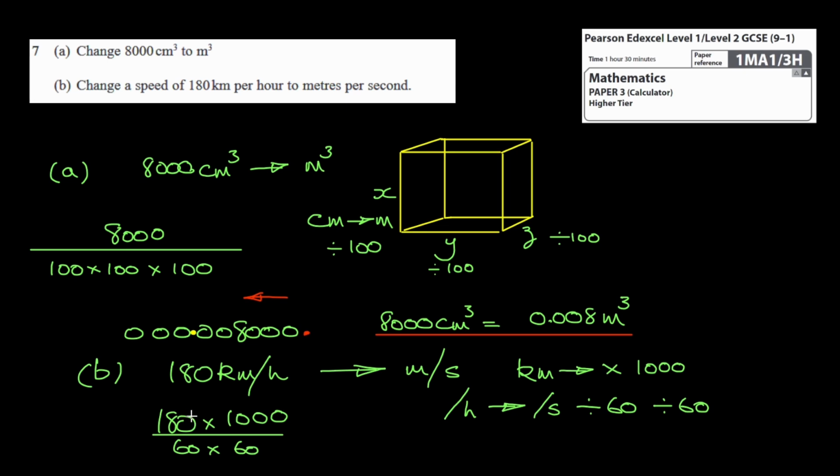Certainly don't need a calculator yet, because that 0 will go with that 0 will go with that 0, and the 6 will go into 18 3 times. And now the 3 will go into the 6 2 times. So after all that, we've just got 100 divided by 2, which is equal to 50 metres per second. And that's your answer.